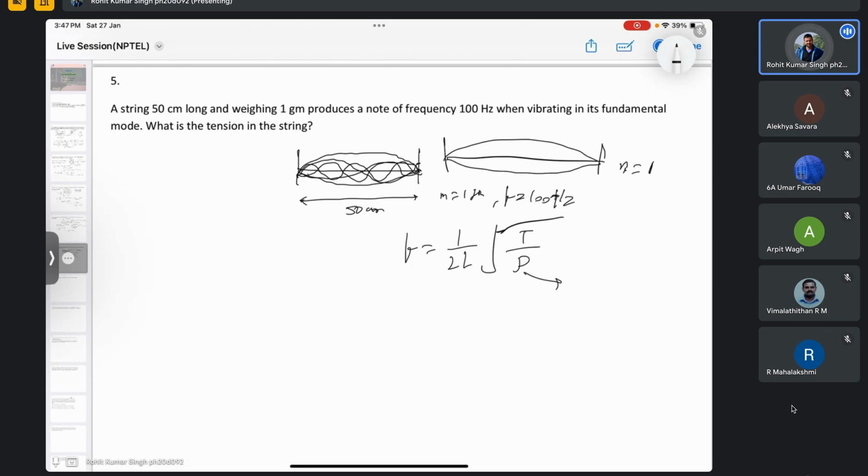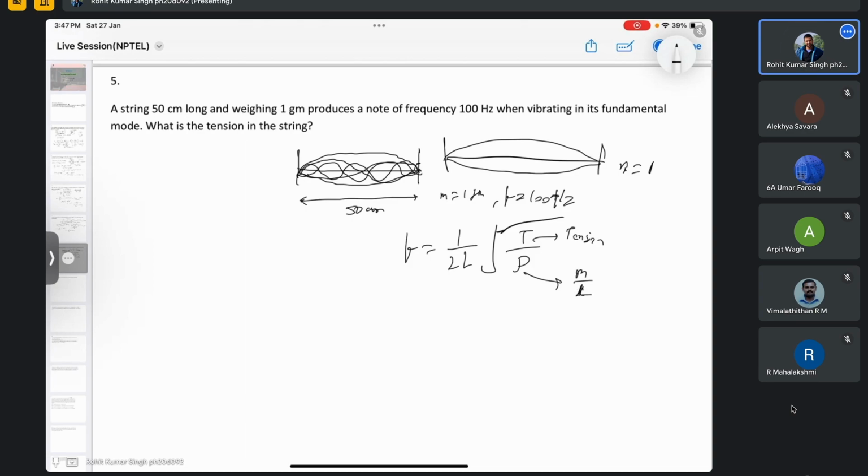This is the tension in the string. And what is the rho? Linear density. Yeah, right, M by L.